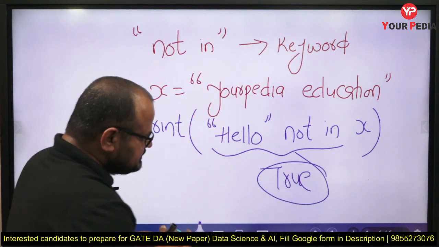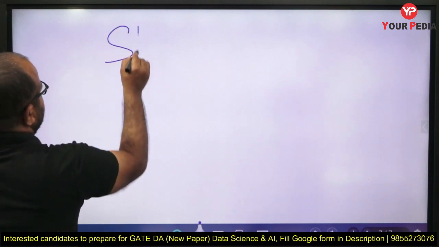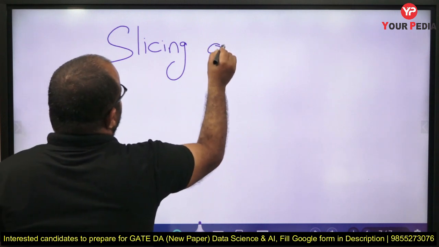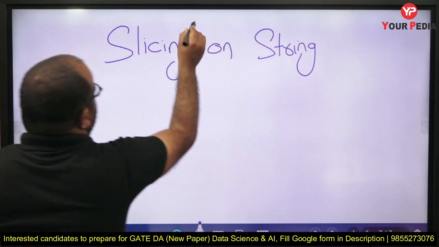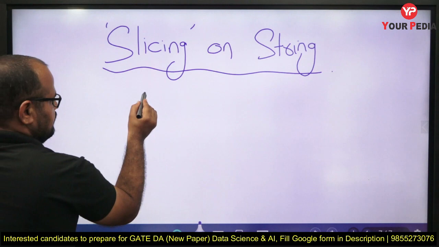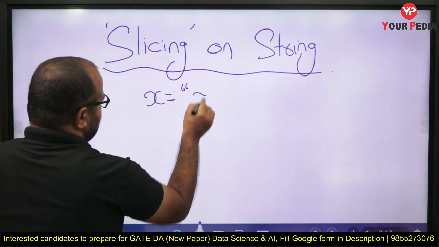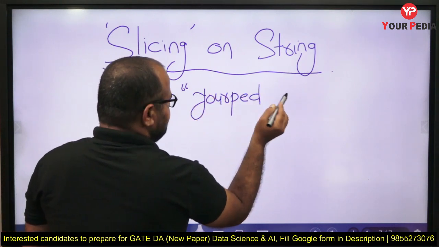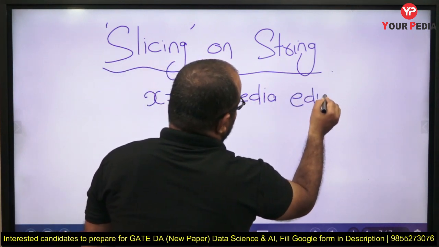Now we have another set of operations called slicing of string. What do you mean by slice? Slice means a piece. Slicing on a string. See, my dear students, suppose I am writing a string X is equal to YourPedia space education.